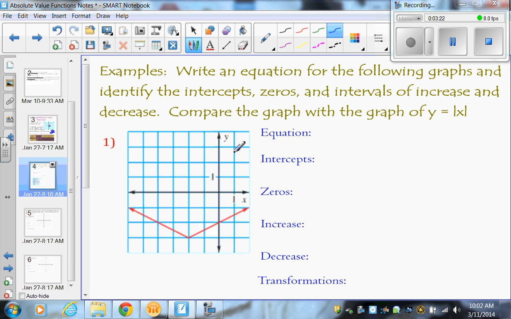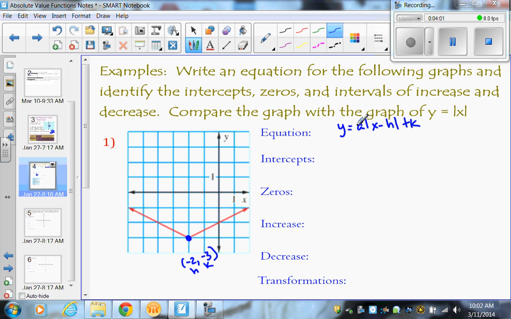Okay, let's put this into use so maybe some of this will make sense to us. The first example says to write the equation for the following graphs and identify the intercepts, zeros, and intervals of increase and decrease, and to compare the graph with y equals absolute value of x. So first thing for the equation, we know that our general form is y equals a times the absolute value of x minus h, plus k, where h and k are the vertex. So your first step is to identify where the vertex is. In this case, it would be at (-2, -3). So this is my h and this is my k.